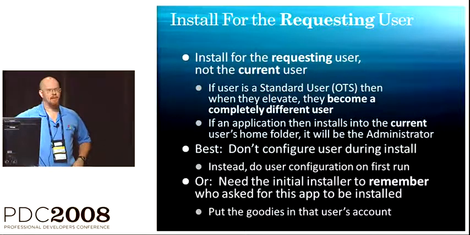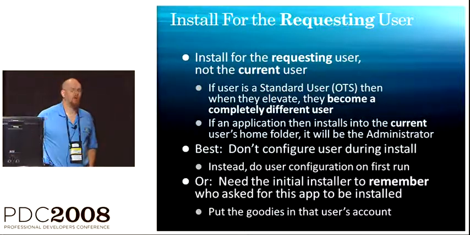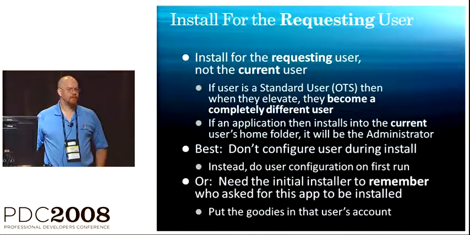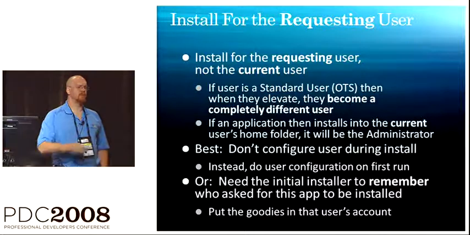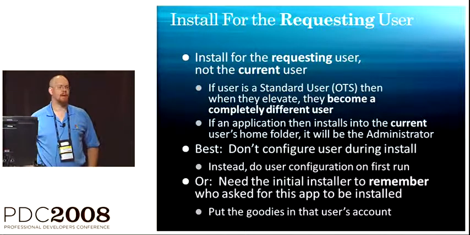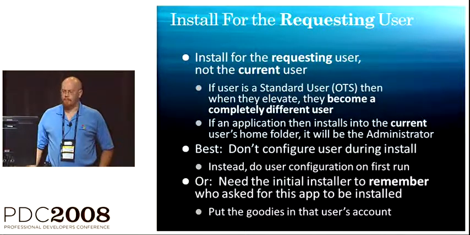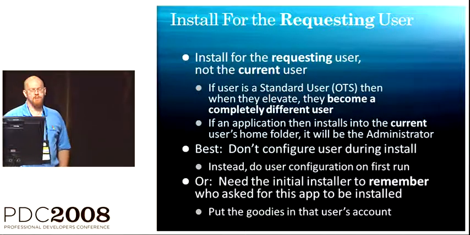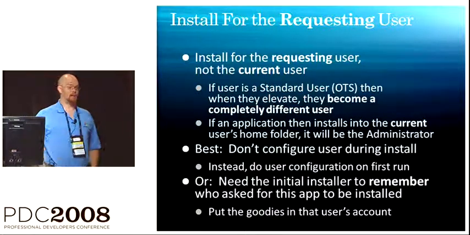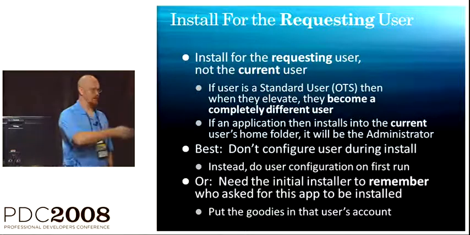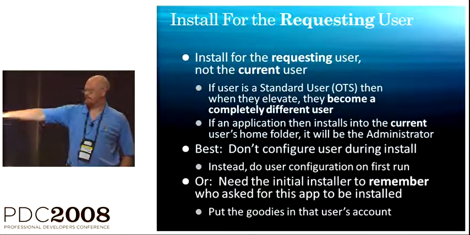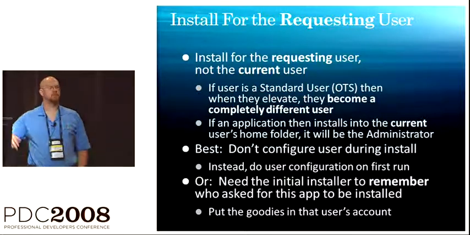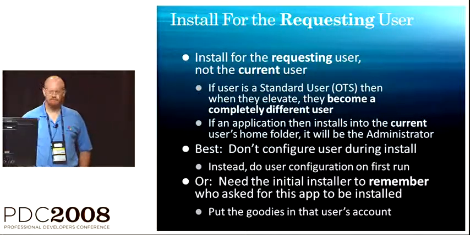So the best way to get around this is don't configure at all during install. Configure on first run instead. Do all the per user stuff every time some user runs your app for the first time. If for some reason you couldn't do that, then the installer needs to remember that Bob asked for this, and so when it's running as administrator, it goes back and messes with Bob's account instead of the administrator's account. That's hard work. So just configure on first run.